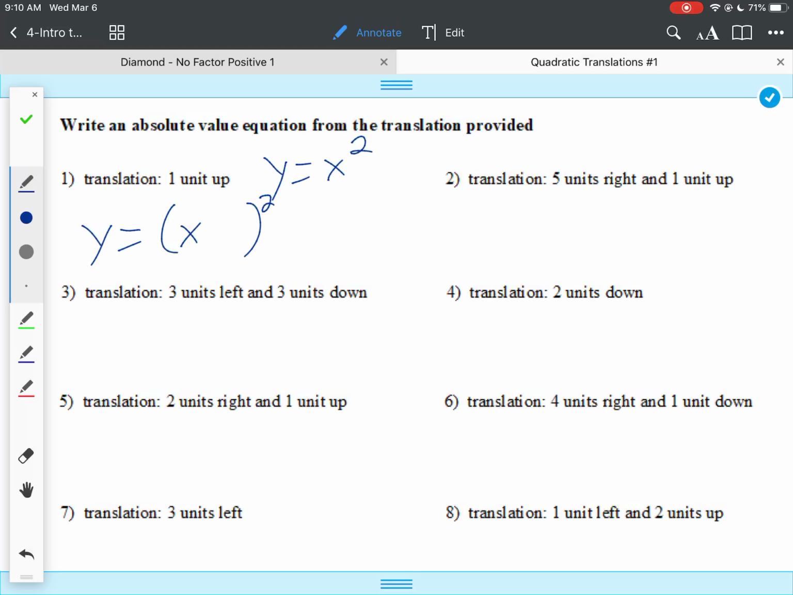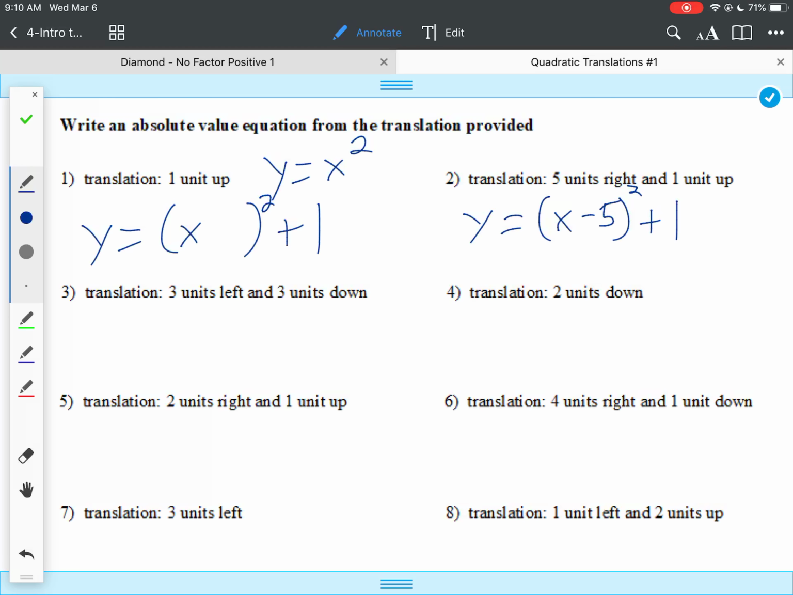All right, so if it's 1 unit up, there's nothing inside the parentheses, so we just leave it and we add 1 on the outside. Remember, up and down is outside. If it's right, remember, it's negative inside, and if it's up, it's on the outside. Okay, oops, forgot the square. Do not forget the square.